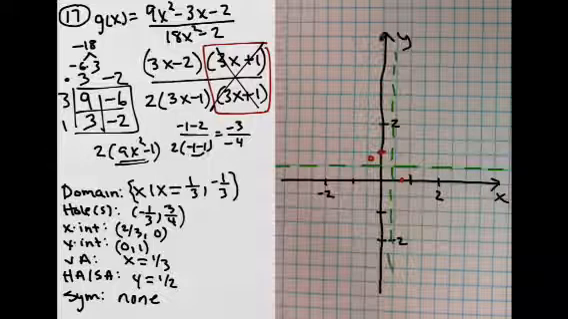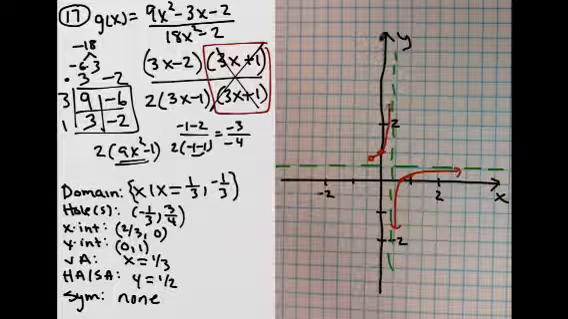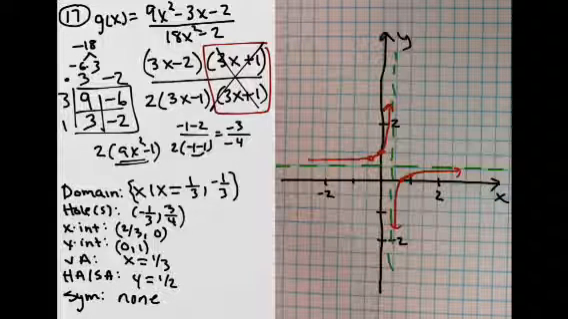And that's all you need. The x-intercept is your anchor for the bottom branch. And then the hole and the y-intercept are your anchors for the top branch. And that's it.